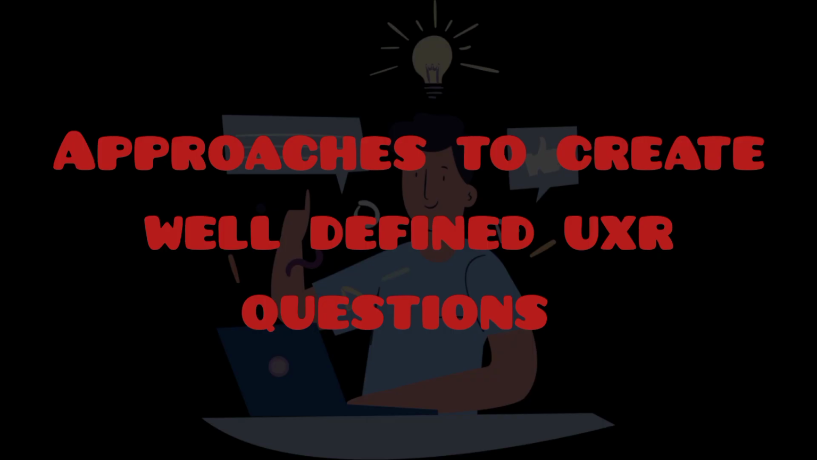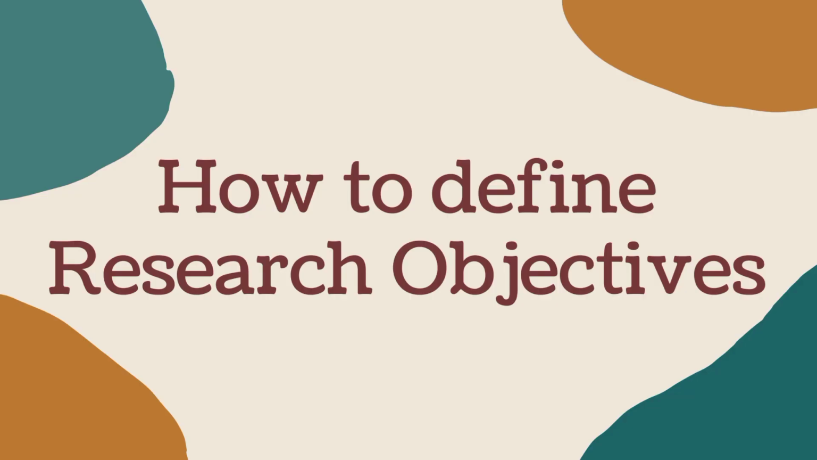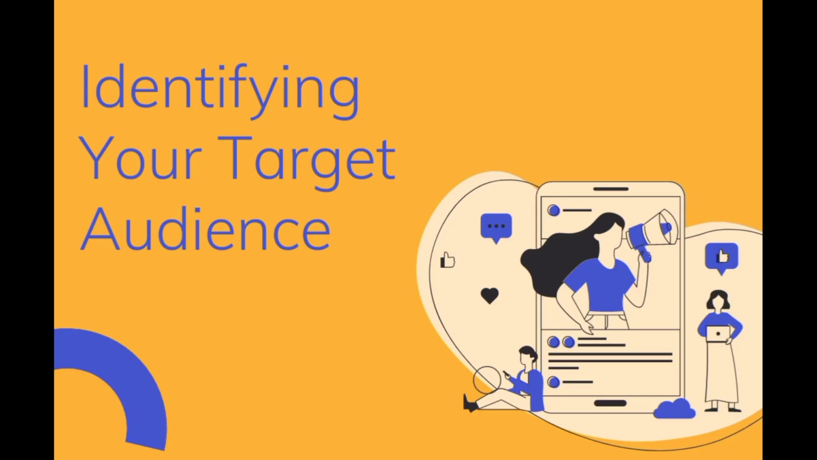So now let's see what approaches you can take to create well-defined user research questions. First one is define the research objective. Start by defining your research objective that describes the problem and opportunity of the research. Second one is identify the target audience. Identifying the target audience means understanding their interests and behavior so that you can ask the user questions accordingly.